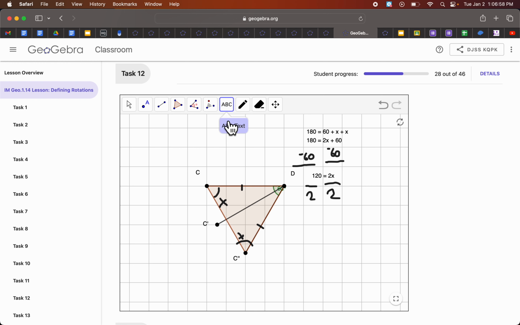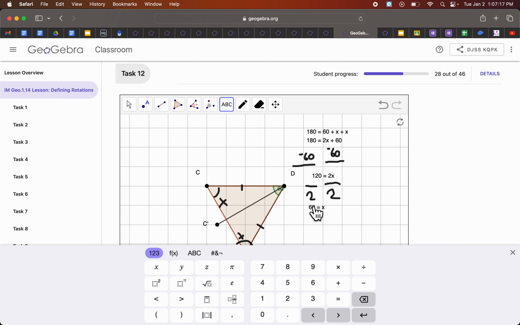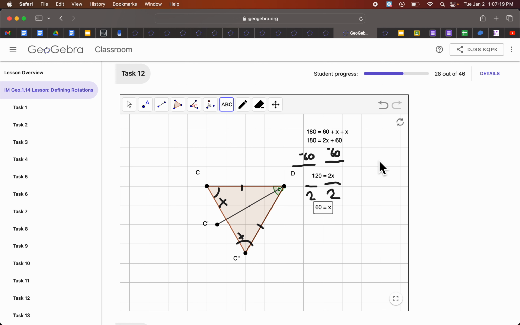And I'm going to end up with, on this side, x. What's 120 divided by 2? What's 12 divided by 2? Well, that's going to be 60 equals x. Ta-da! Hey, wait a minute. If this is 60 degrees and this is 60 degrees, that's also 60 degrees. So that means it's equiangular. All angles are equal.